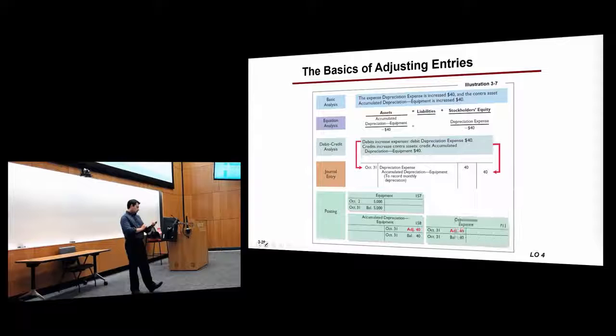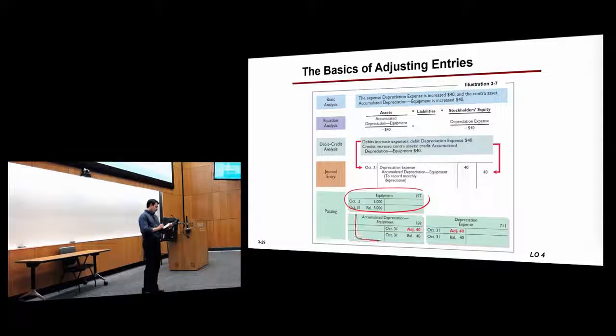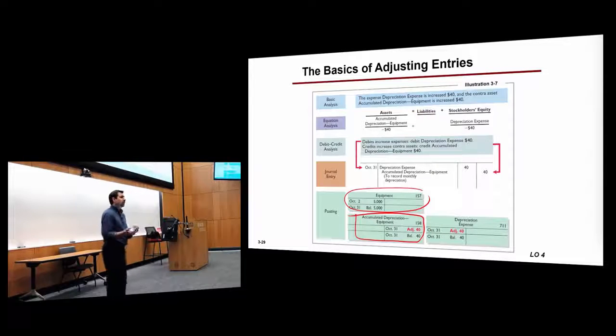Okay? And as you can see here, we did not make any changes to equipment, but we did add it on the credit side. So you see, accumulated depreciation is a contra asset account. As a result, it has an opposite normal balance than that of the asset. Assets usually have a normal debit balance, so contra assets will have a normal credit balance.